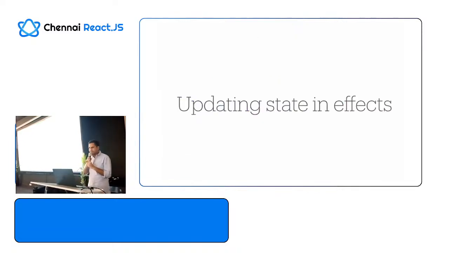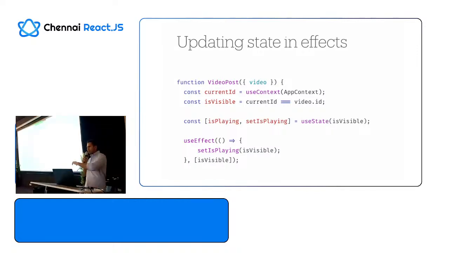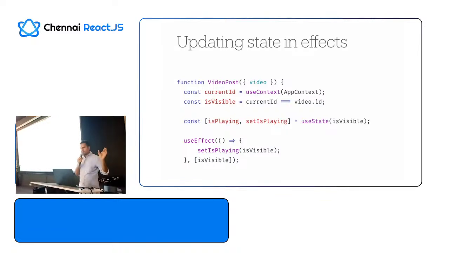Cool. Okay. This is a fun one. This is something I've seen a lot at Meta in our code bases, which is updating state in effects. So this is a simple video post example that I copied from the Instagram codebase. What they do is they look at the current ID of the post, the currently displayed post, from the context, and then check if this post is the same as the one that's being displayed, and that's stored in is visible. And this is visible is now stored in some state. And they use an effect to set state whenever is visible changes.